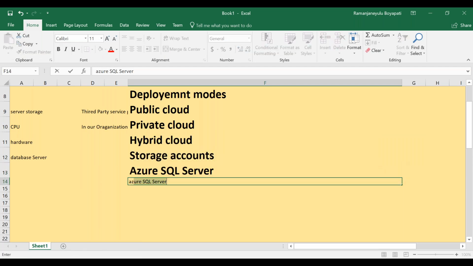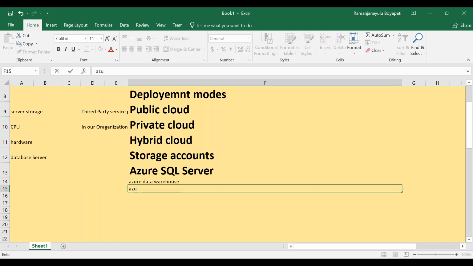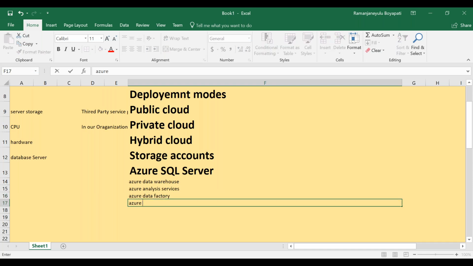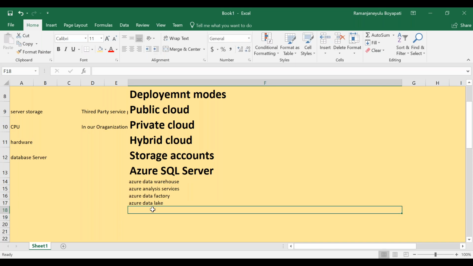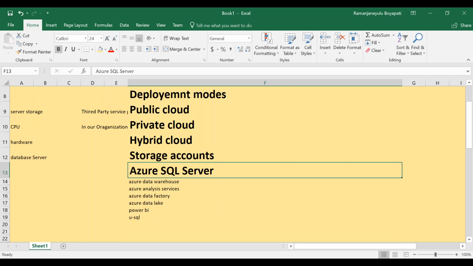And then Azure Data Warehouse, Azure Analysis Services, Azure Data Factory, and Azure Data Lake. This is nothing but an HDFS system, a Hadoop big data system. And Power BI, and some U-SQL to apply some analytics on the Azure Data Lakes.